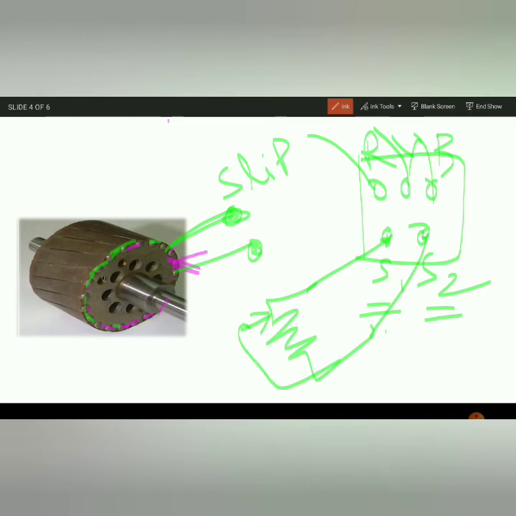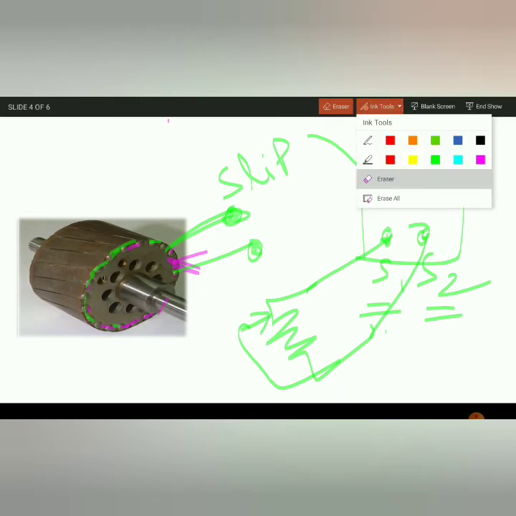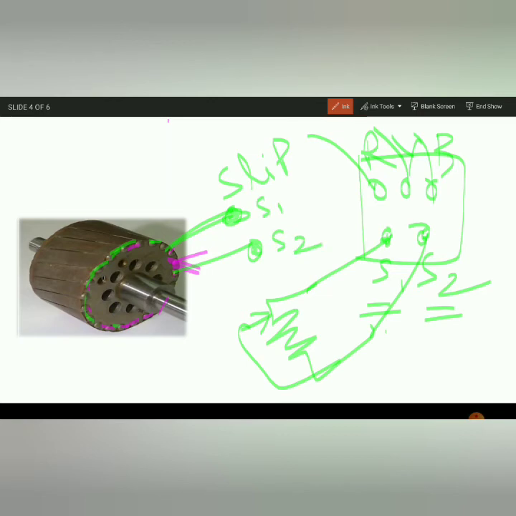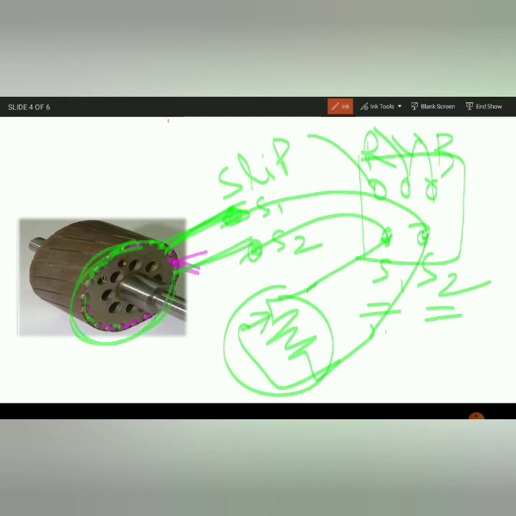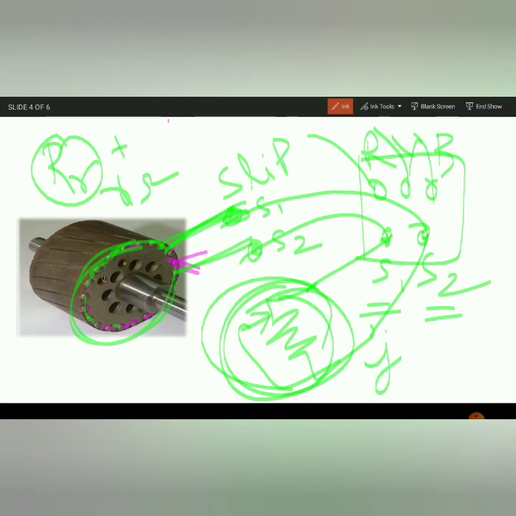Okay, when we connect this rheostat, what we are doing is connecting it to S1, S2, and indirectly we are connecting the rheostat in series with the resistance of the rotor. So if this rotor resistance is X ohm, and the rheostat is Y ohm, you are adding Y ohm to X ohm, so you are increasing the resistance value.